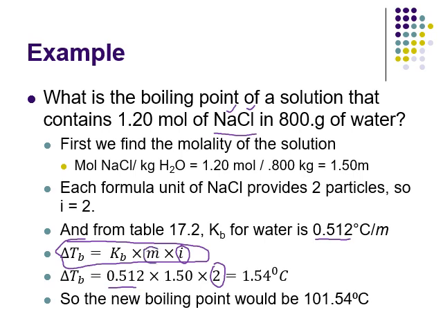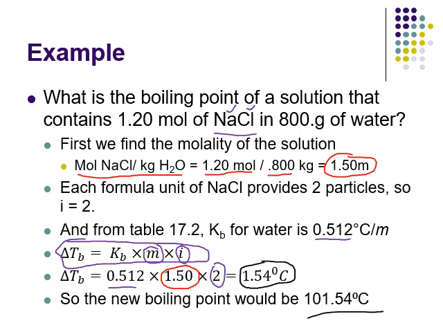So what we need is the molality. And molality is moles per kilogram of water. So we were told we had 1.20 moles. We were told 800 grams of water. That's 0.8 kilograms. So this gives me a 1.50 molal solution. So I plug in 1.50. What this gives me is it tells me that the boiling point change is 1.54. You are responsible for knowing the boiling point of water is 100 degrees Celsius. Boiling point goes up, boiling point elevation. So new boiling point 101.54, because 100 plus 1.54 is 101.54.